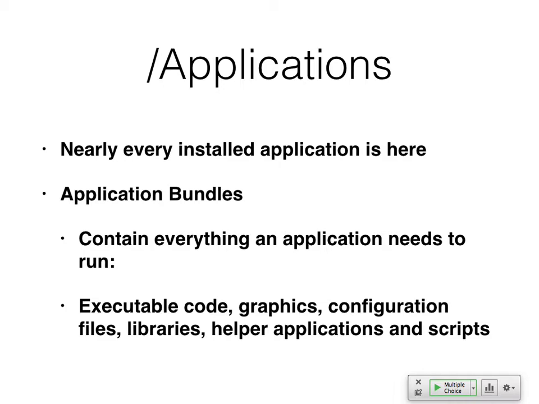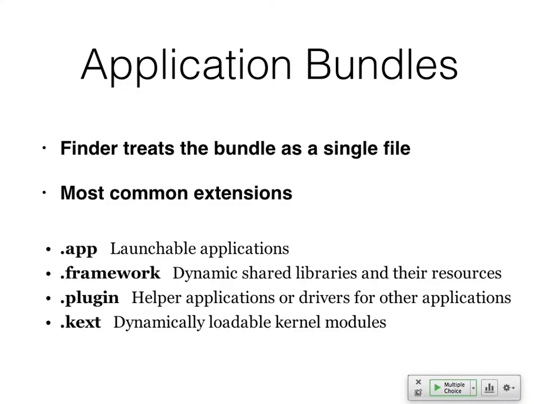Applications are stored as what appears to be a single file, which is very different than PCs. PCs have an installer, you run it, it puts it in the registry and everything, then you throw away the installer. Macs have this bundle file, you put it in the app folder and it just sits there, and that thing is a folder, but it looks like a file. So everything is in one apparent file, all the graphics, all the libraries, everything. It treats it as a single file, and it ends in something like app, framework, plugin, or kext for kernel extensions.